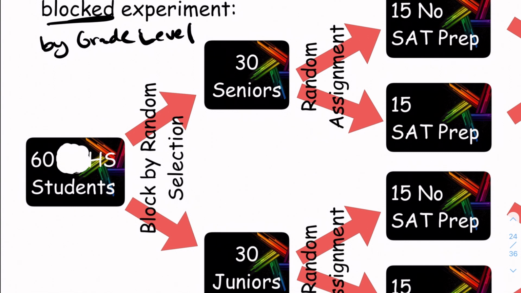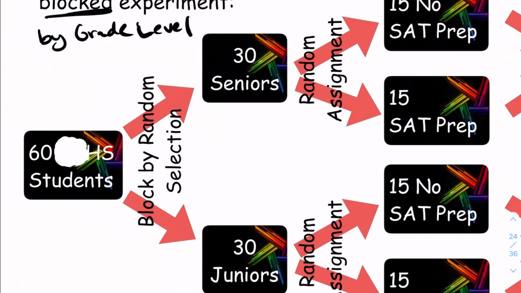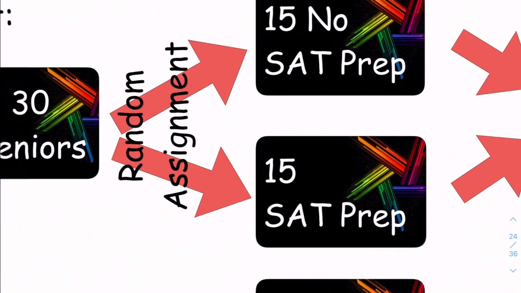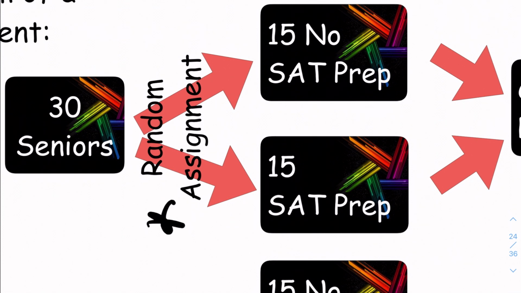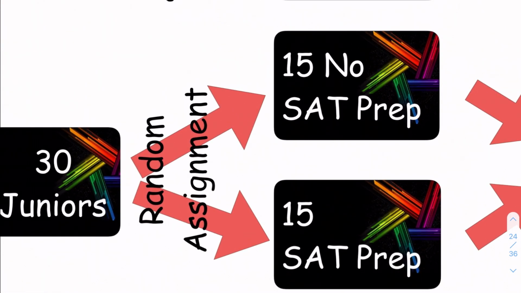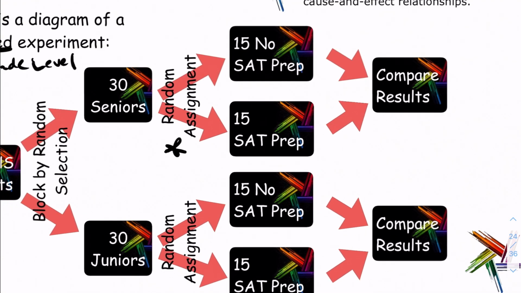From those 30 seniors and those 30 juniors, we are going to randomly assign who gets into the class and who doesn't. We want to have a class size of 30, so we'll have 15 not taking the class and 15 in the class. Notice we indicate our random assignment. And this is me walking you through what I expect you guys to be able to do. Same thing with our juniors. We take them and we randomly assign 15 no SAT prep, 15 with the SAT prep.